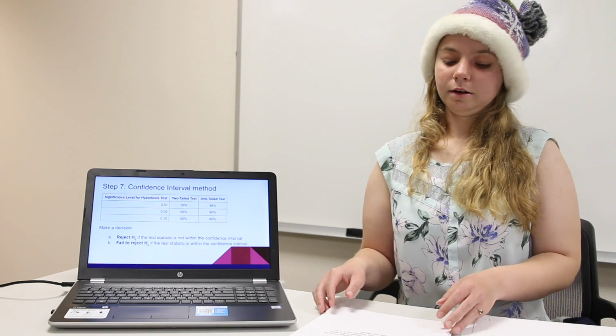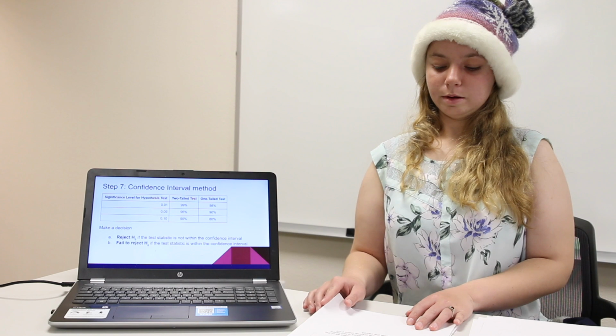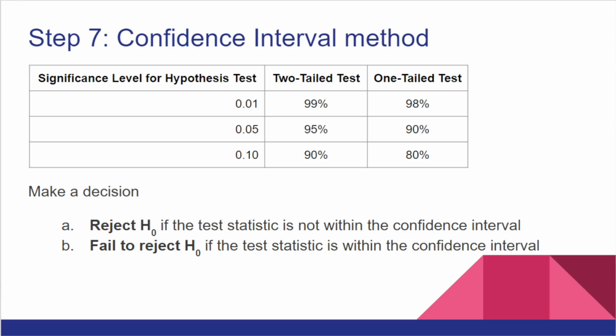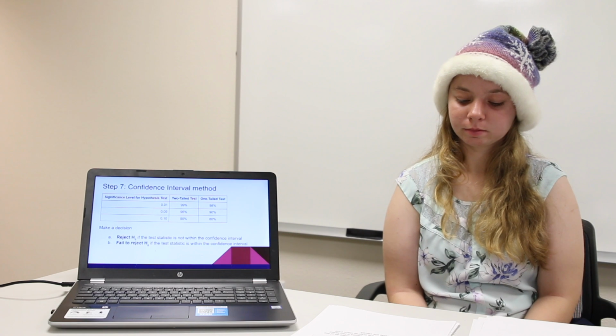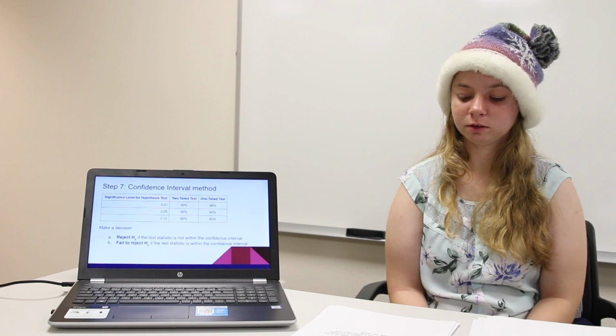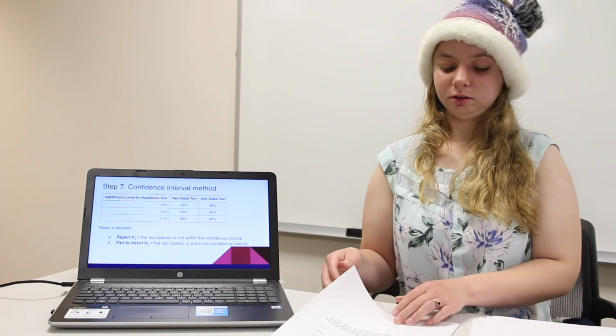For the confidence interval method, you would determine the confidence interval based on the significance level alpha and whether it is a two-tailed test or a one-tailed test. For example, the confidence interval includes all of the values in between the two critical values if two-tailed. Then we would fail to reject the original claim, the null hypothesis, if it is inside the values.